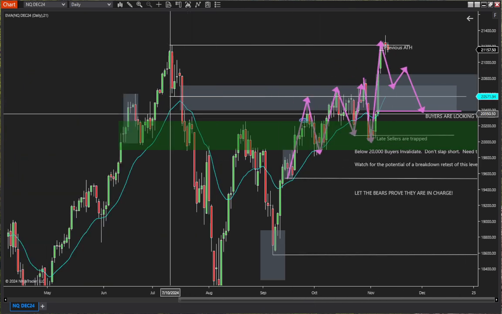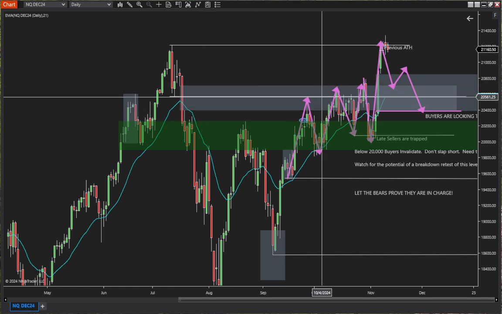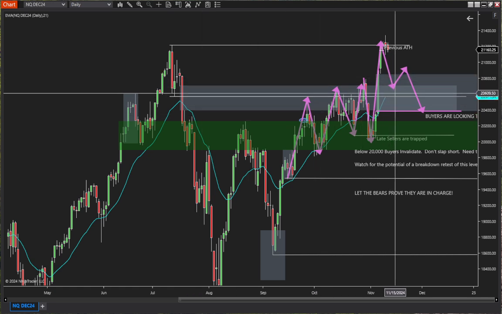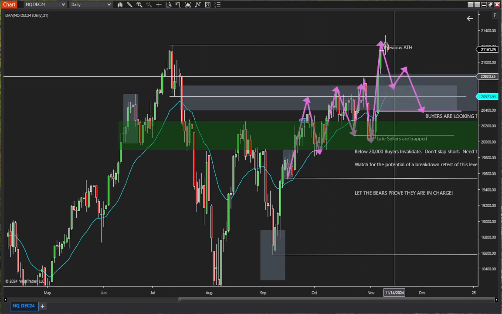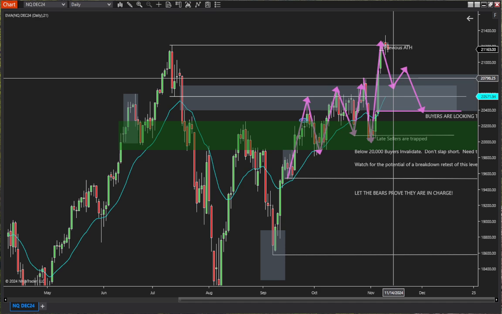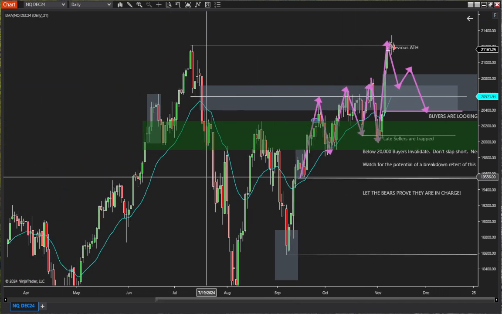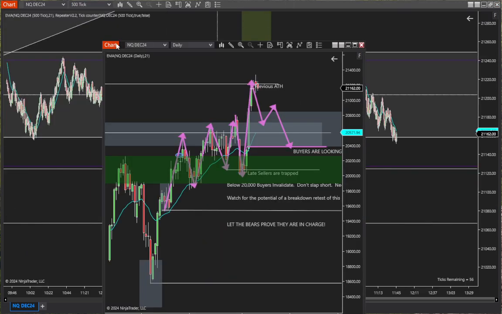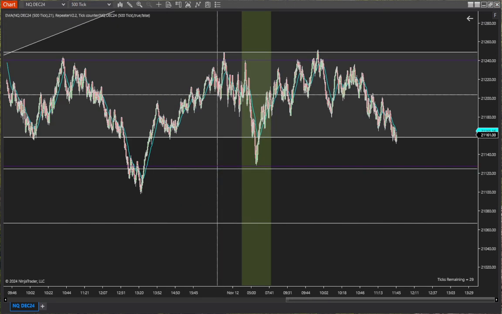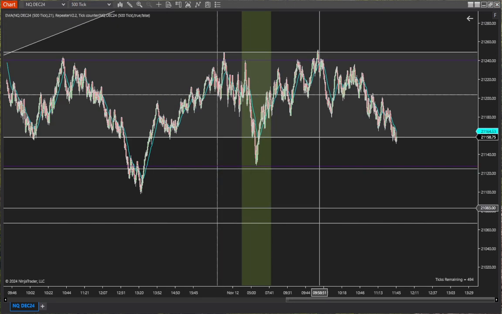There's some fair value gaps there, some imbalances there that got filled. We have a gigantic imbalance here, or a fair value gap on the daily. So we're gonna see what happens moving forward. Just wanted to take a peek at my daily. That's it. I don't really have anything else.